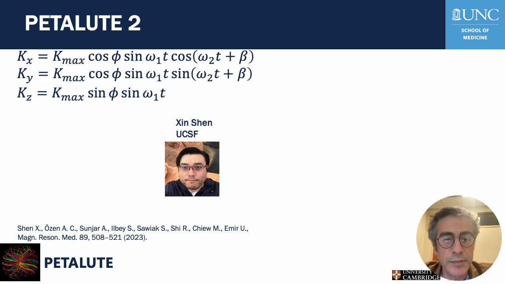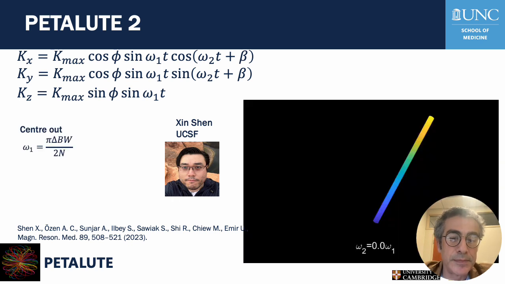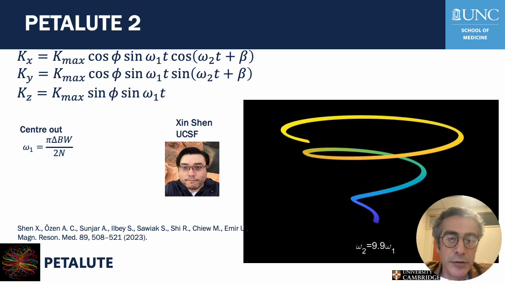During the COVID time, with my student Xin Shan, who is right now at UCSF, we decided to use the PETALUTE to solve this problem. We initially started with the rosette formula. Using this formula, one can acquire a radial acquisition. As illustrated here, this is the relationship between W2 and W1. And simply by manipulating this, you can acquire a spiral as well. So, in theory, the PETALUTE binary can be used for radial acquisition and at the same time spiral acquisition.